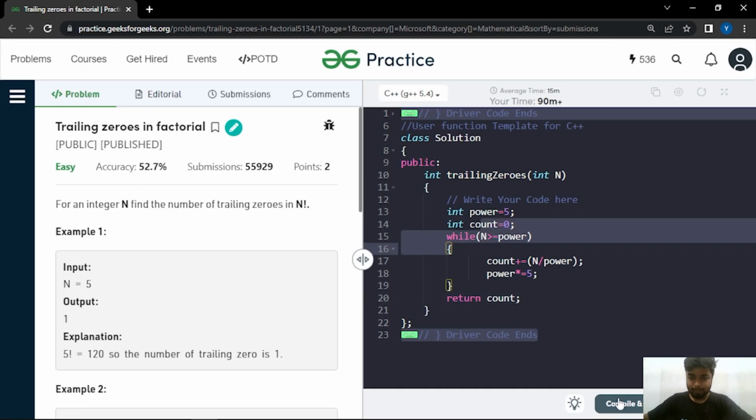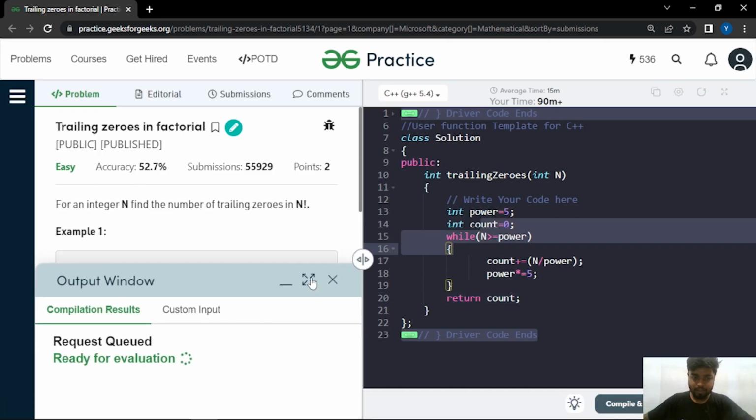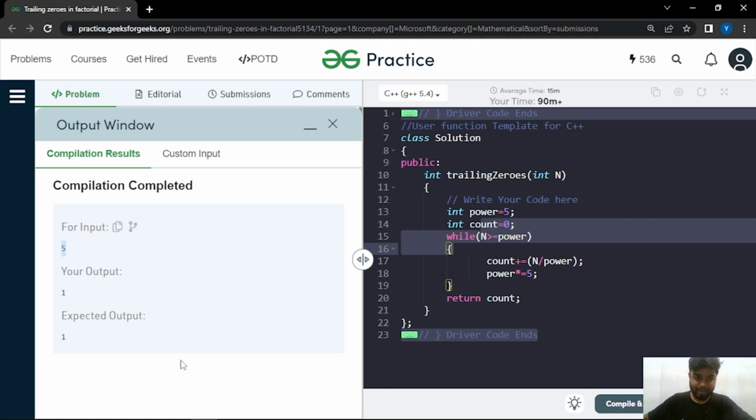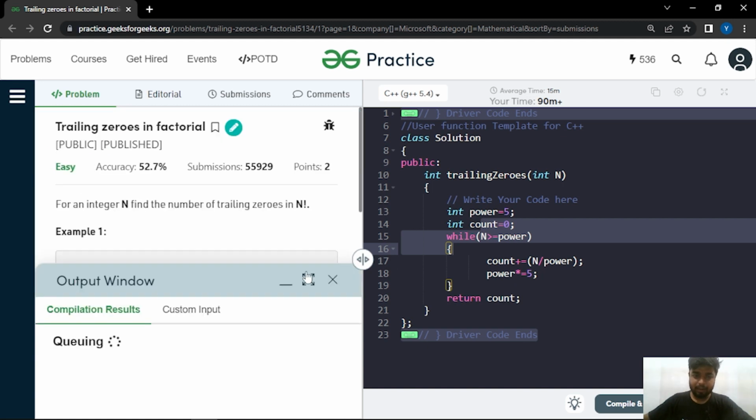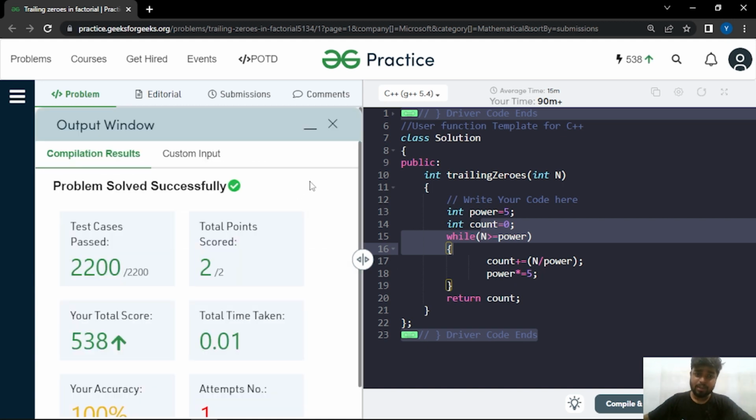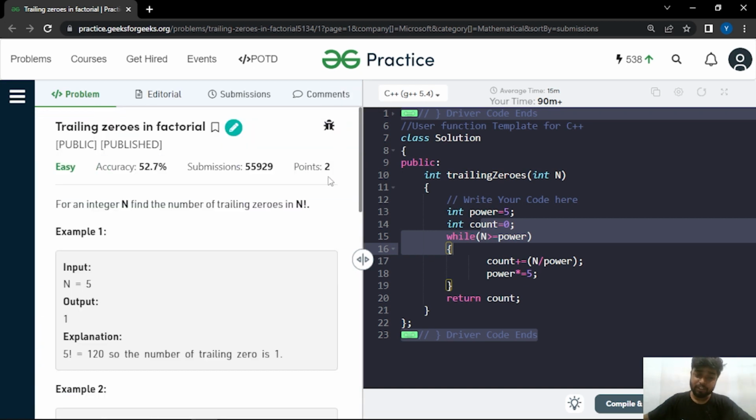Let us try and compile this code to see if it works on the samples or not. So you can see it works on the samples. Let us try and submit our code as well. You can see that our solution was able to pass all the test cases, and the time complexity for this approach is logarithmic of n. And why are we not generating the complete factorial?